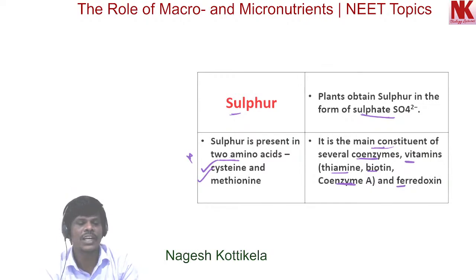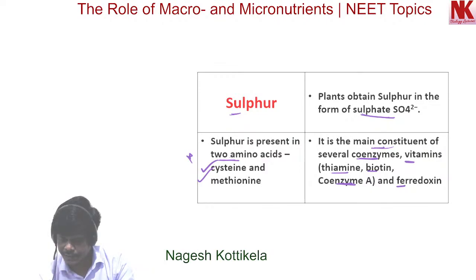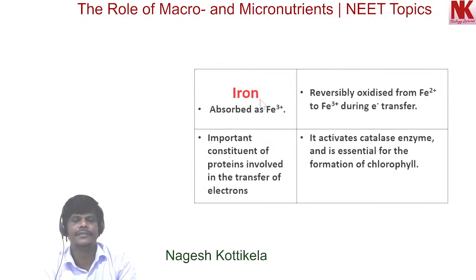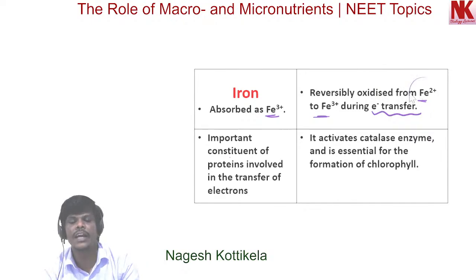Now moving to the next, iron. Iron is absorbed as Fe3+. It is reversibly oxidized from Fe2+ to Fe3+ during electron transfer. Iron is an important constituent of proteins involved in the transfer of electrons. Important.